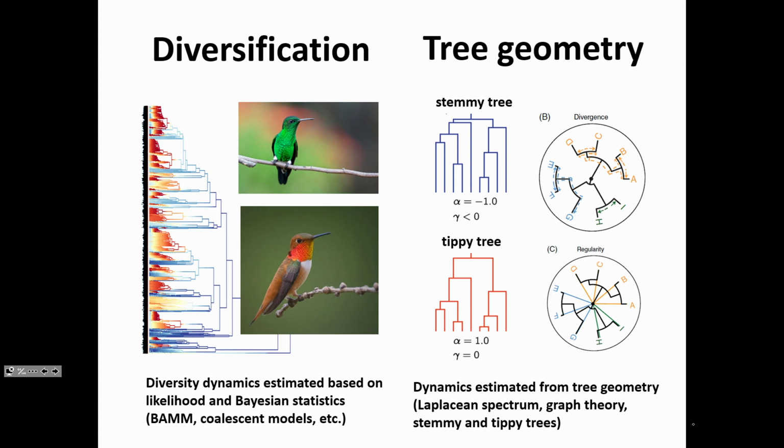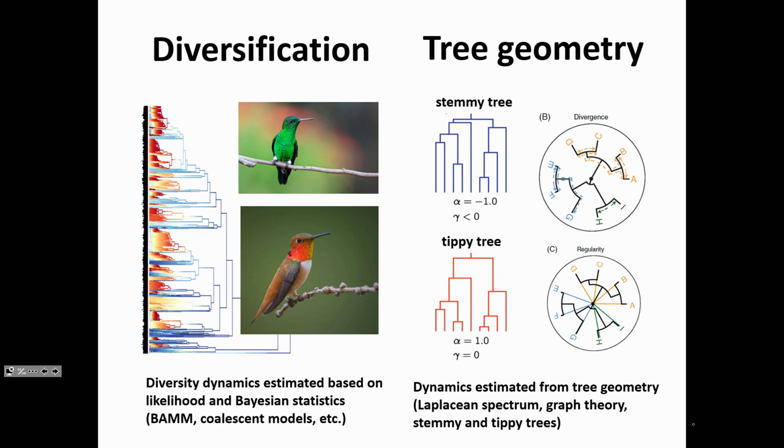So I can use Laplacian spectrum graph theory. I can look at whether the tree is stemmy or tippy. So for example, the stemmy tree has lots of branching events at the beginning, and then the branching kind of diminishes, whereas the tippy tree shows lots of branching toward the present. Maybe I can interpret this as a slowdown in diversification, right? So the branching is fast, but it slows down over time. And this is acceleration. So there's slow diversification, and the branching accelerates toward the present.